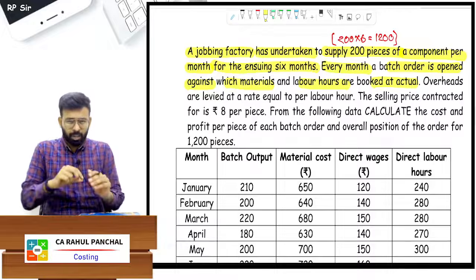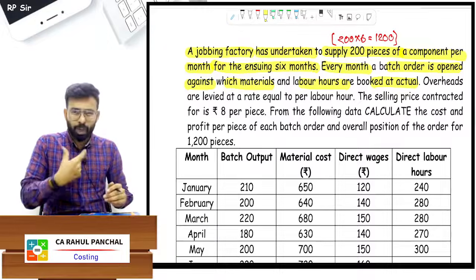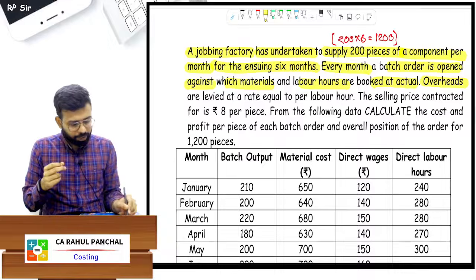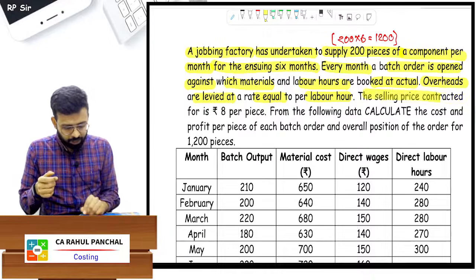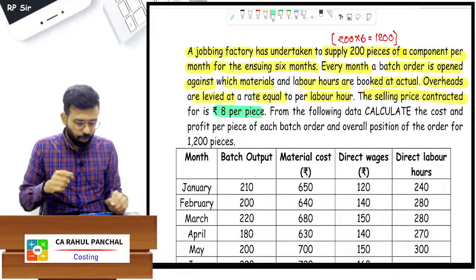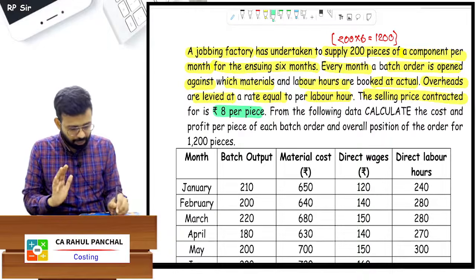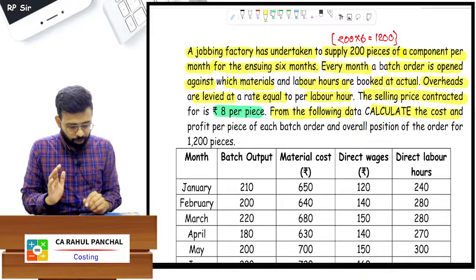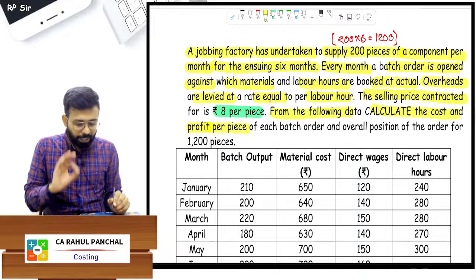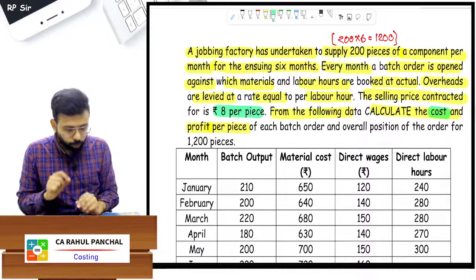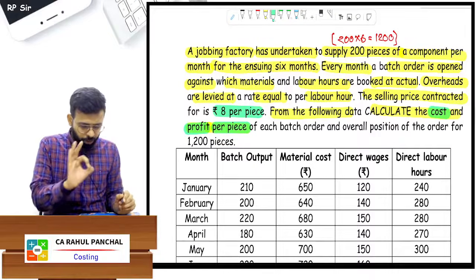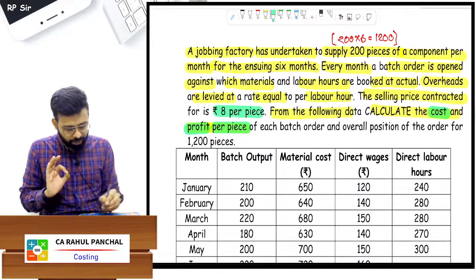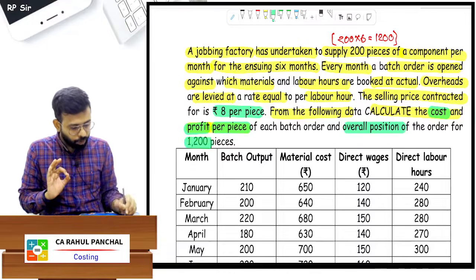So whatever expense is incurred, some work will be done every month. Overheads are recovered at labor rate per hour, so they will be recovered according to labor. The selling price contracted is 8 rupees per piece, which is given. Selling price same again. From the following data, calculate the cost and profit per piece. This time they are asking for cost also per unit, profit also per unit. So please, that is the only change. Cost and profit per piece, and then they are asking for the overall position for the order of 1200 pieces.